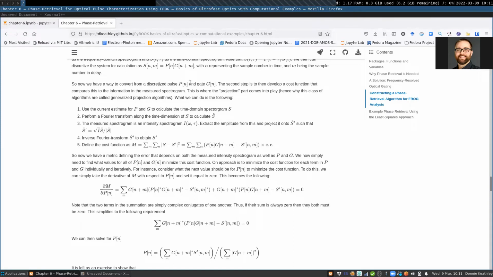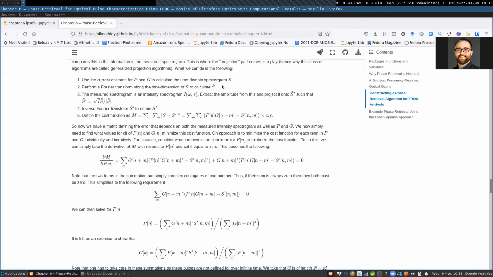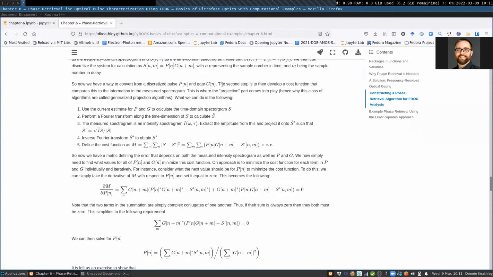So from here on out, we're going to be talking about pulses in sample N and gates in sample G, okay? And remember, these are arbitrary functions. We did put no conditions on them. All right. So what I've laid out here is steps 1, 2, 3, 4, 5. These are 5 steps that will be taken to determine P and G from S. Now remember, how do we know S? We'll talk about that in a second.